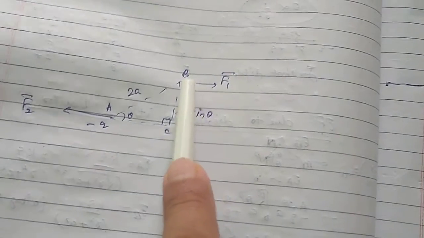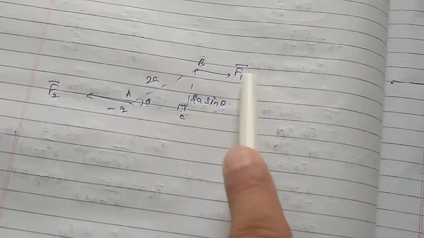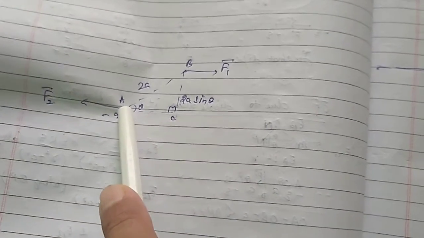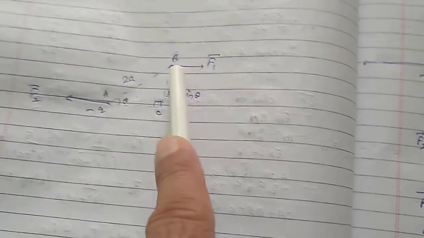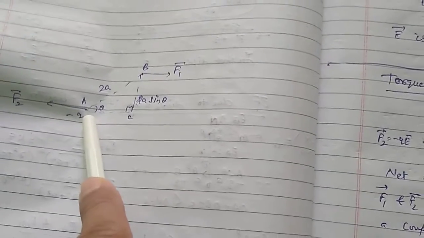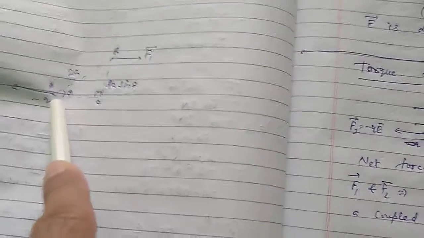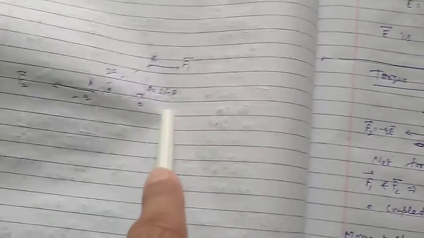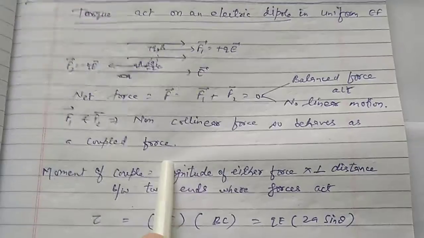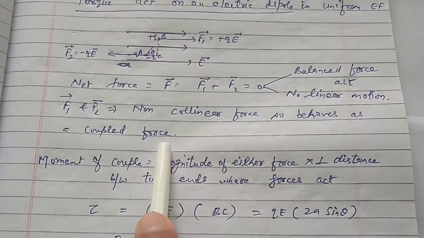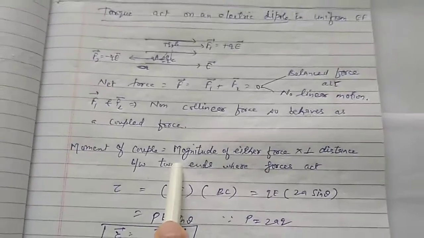But this F1 and F2 are not acting along one line of action. One is acting at one end and the other is acting at the other end. So F1 and F2 are not collinear forces. They are non-collinear forces. So these two equal and opposite forces will constitute coupled forces, and the couple is going to produce rotation. So these two non-collinear forces behave as coupled forces and they will produce rotation. And what is the moment of couple?